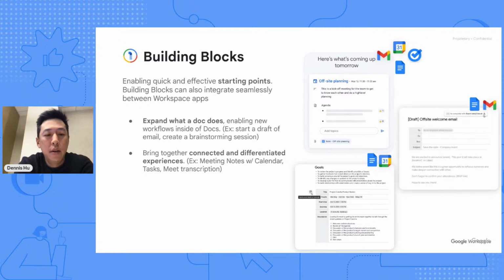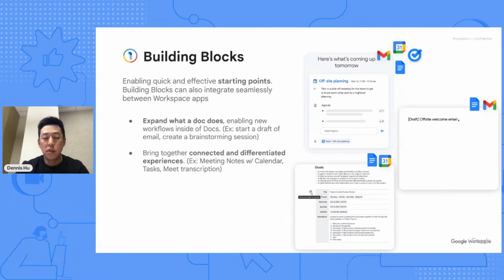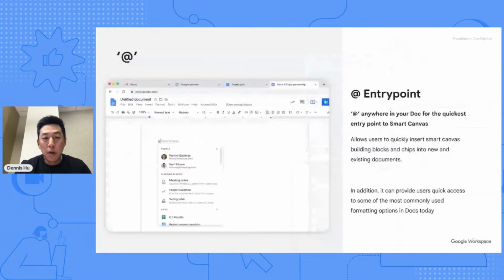And so, really, what users can do with these building blocks is quickly start drafts for emails. They can do brainstorming sessions. We can take quick notes. And it really starts to bring together a lot of these connected and differentiated experiences within the product. So I'm going to go ahead and start walking you all through how you can take advantage of these building blocks and how you can take advantage of Smart Canvas in your everyday workflows.